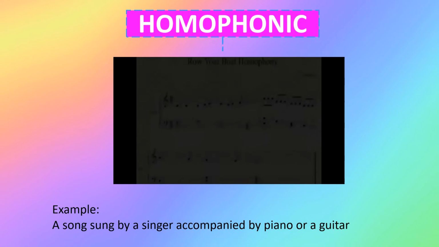The second kind of texture is homophonic. The homophonic texture occurs when the main melody is accompanied by chords. Sometimes the chords move at the same rhythm as the melody. Other times, the chords are made up of voices that move in counterpoint to each other. The homophonic texture is thicker than the monophonic texture. Now this time, let us try to listen to the sound of homophonic texture.